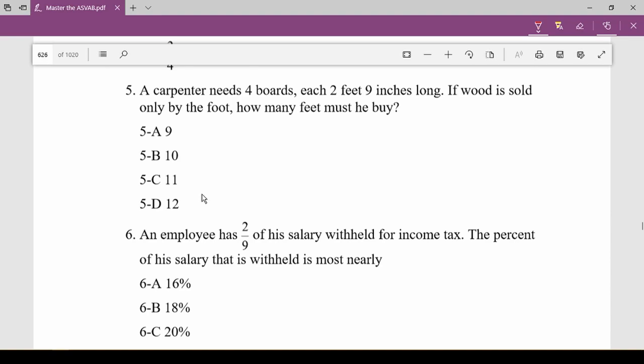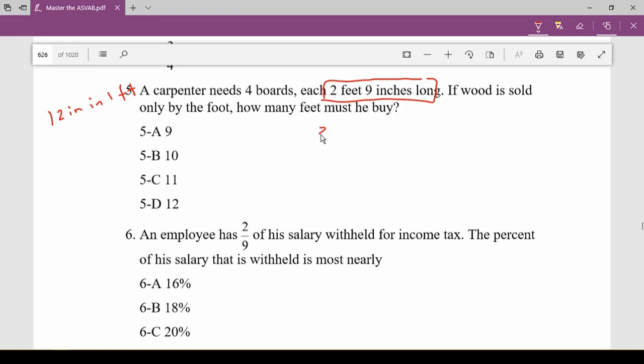All right, number 5. A carpenter needs 4 boards, each 2 feet 9 inches long. If wood is sold only by the foot, how many feet must he buy? So what I like to do is convert everything from inches and feet to just inches. There are 12 inches in 1 foot. So 2 feet is 24 inches.